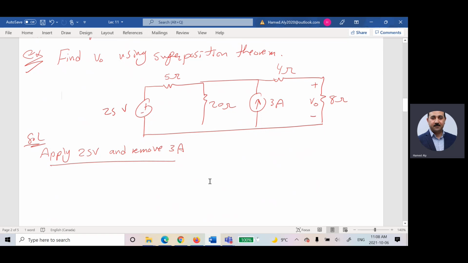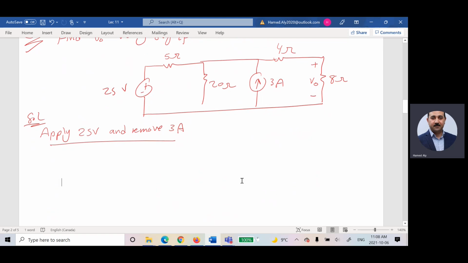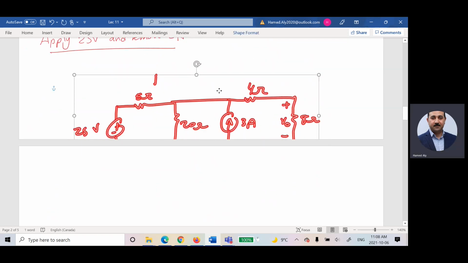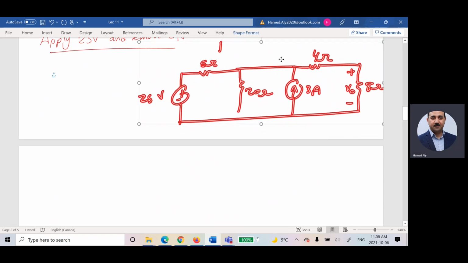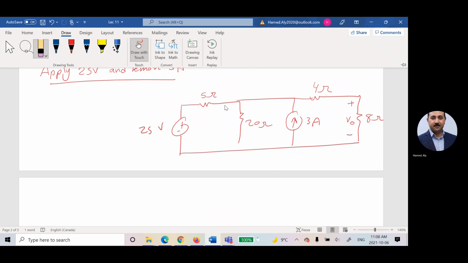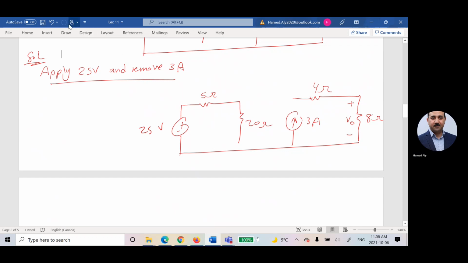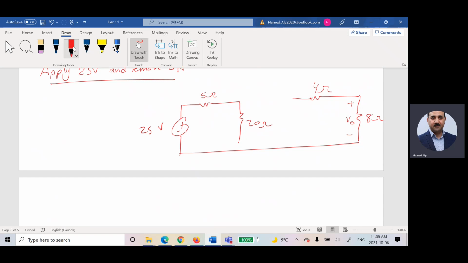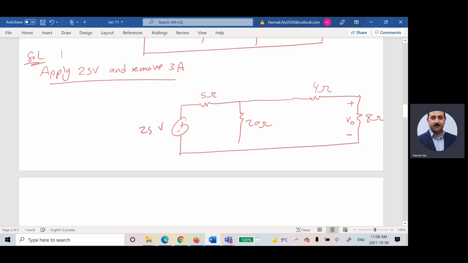Let us see here, if I apply 25 and remove 3 amps, the new circuit, this is my circuit that I have. What I would like to do is apply 25 and remove 3. So I'm going to erase this guy, which is 3, and I will try to solve the problem based on that. Any question for that modification?